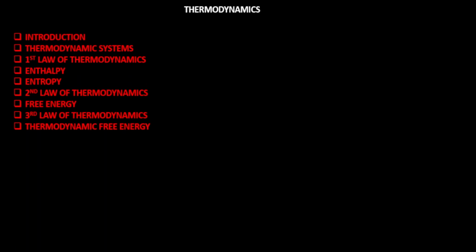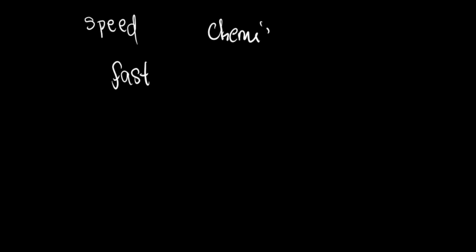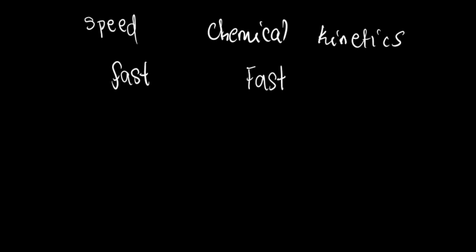Now, earlier on in this playlist, we studied chemical kinetics. When we studied chemical kinetics, we were basically studying the speed of a chemical reaction, so the time rate of a chemical reaction, how fast a chemical reaction proceeds. So we saw that chemical kinetics has to do with speed, and in that regard, we're considering whether a reaction would be fast or whether the reaction would be slow.